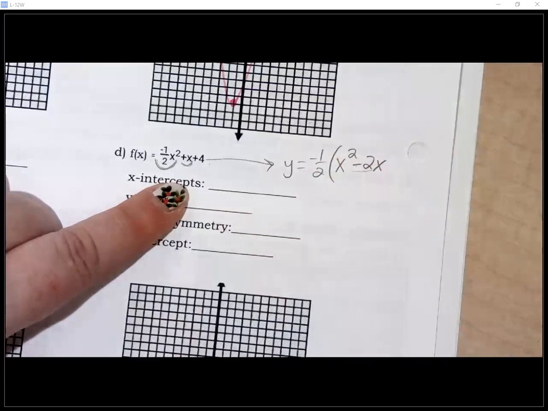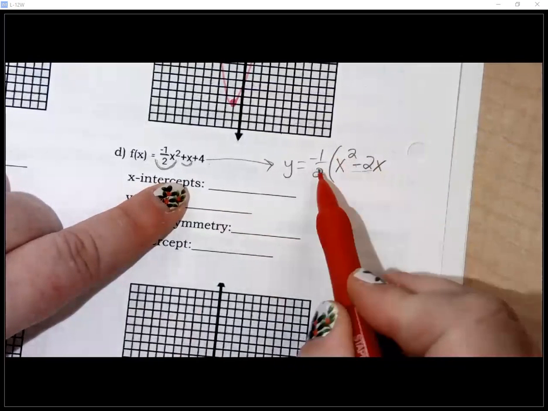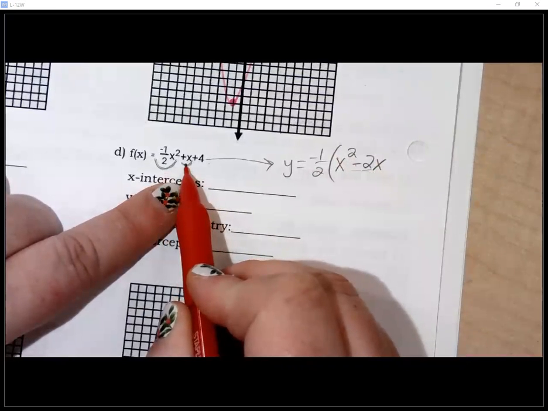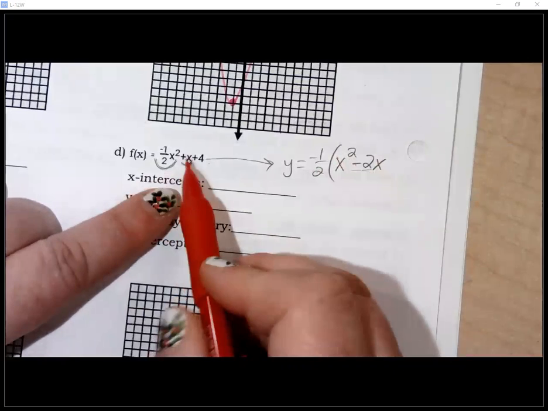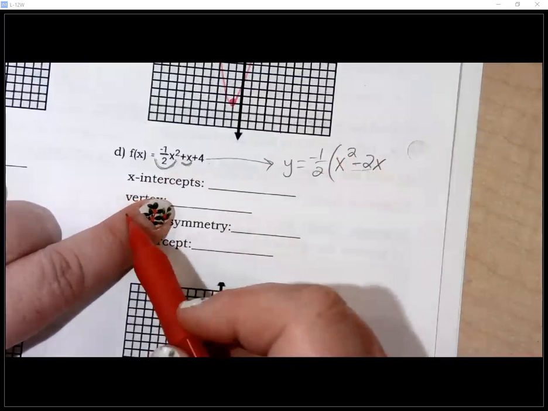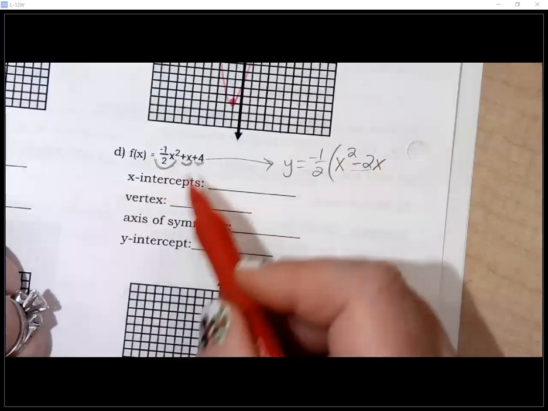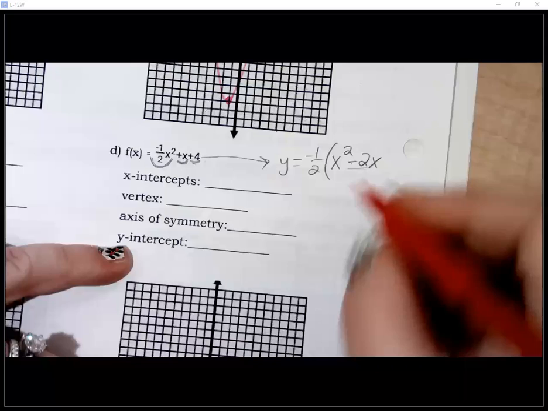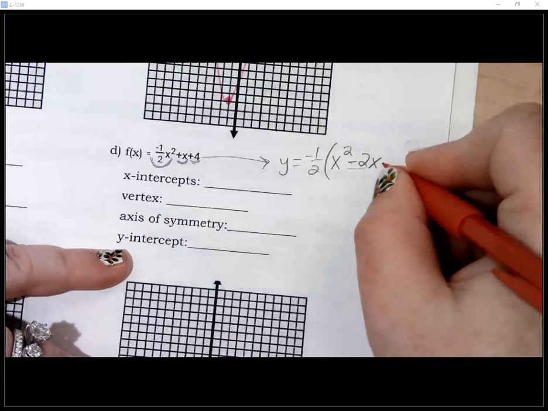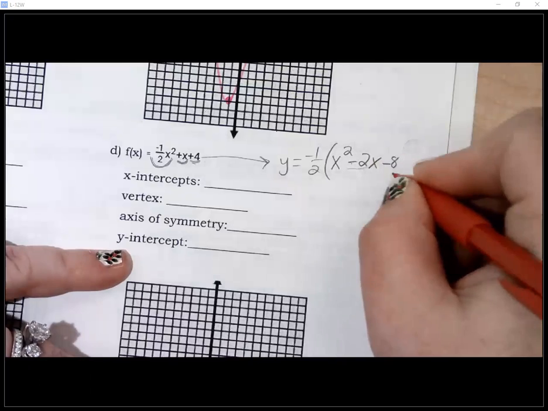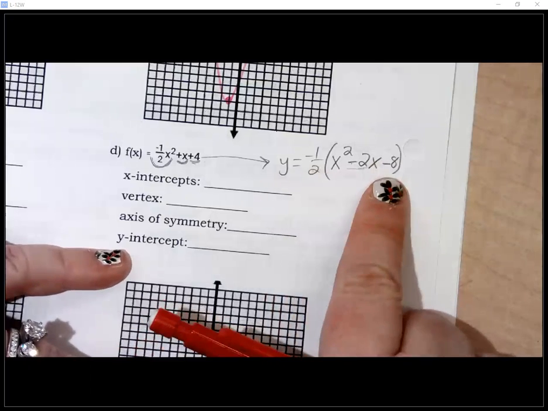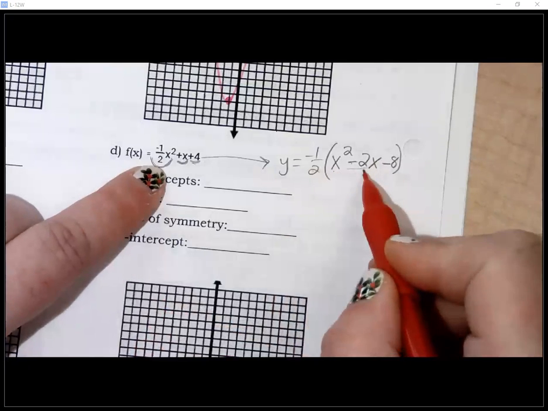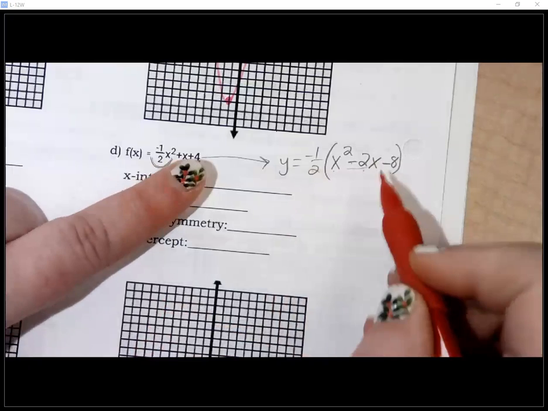If you distribute this back in, is it -1/2 times -2, a positive 1x? You can get that by dividing each of these terms by whatever you're pulling out. So take +4, divide it by a -1/2. What do you really get? Positive or negative? -8. Yes, and you can always check yourself by redistributing it back in. Just do the multiplication back: -1/2 x, yep, plus 1x, yep, plus 4. Yes, I know I did that part right.